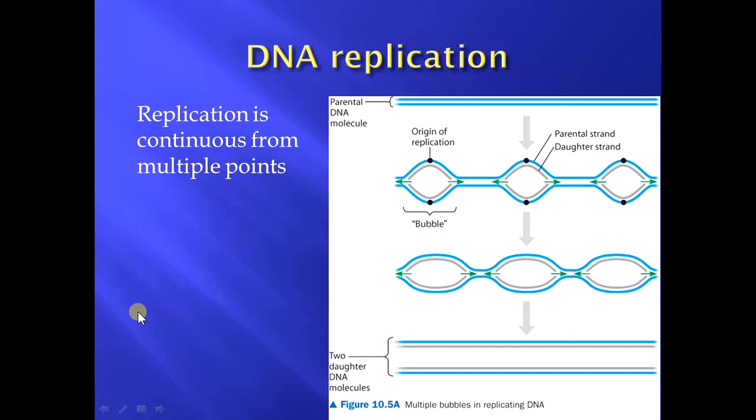And the work of helicase is working at multiple points along the DNA strand. Remember, for example, chromosome 1 in your cells is 247 million base pairs. That would take a very long time to replicate in one direction.